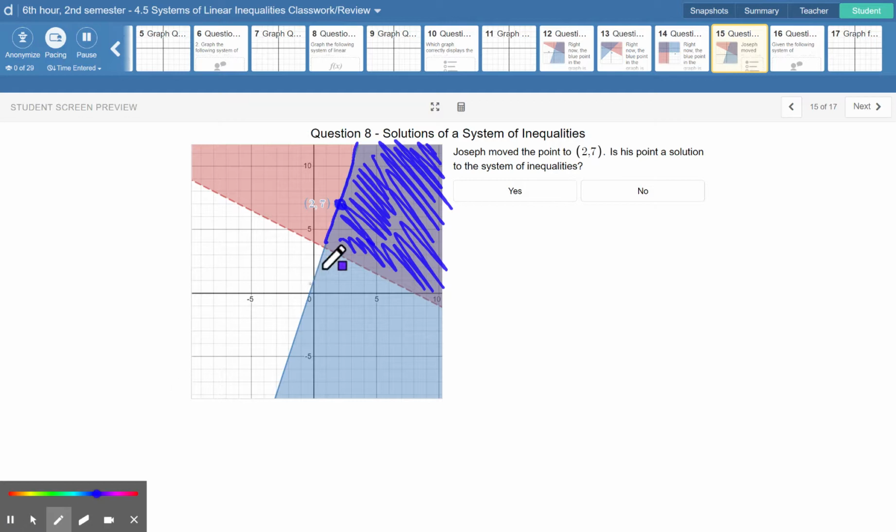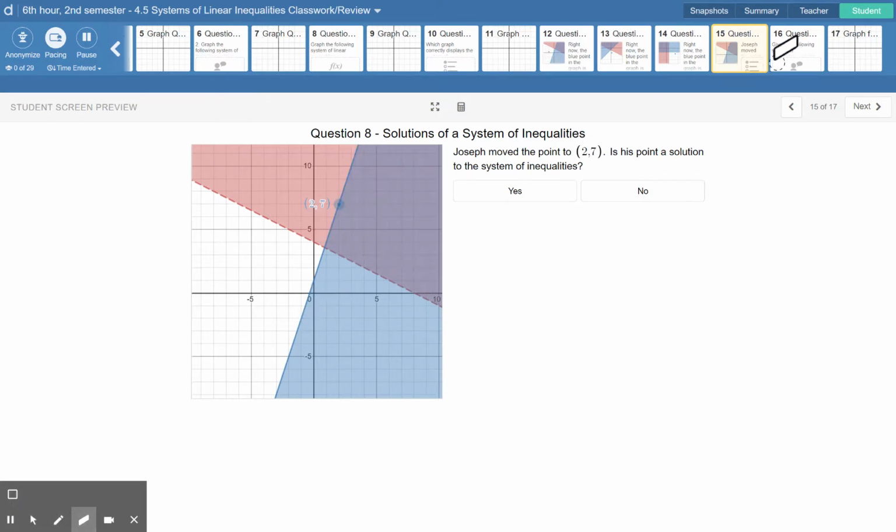Now, if he would have put it on this dashed line, then that would not be a solution because that's just a boundary. 2, 7 is on the solid line touching the double shaded, so we know that it would be a solution. Now, even if he moved it down here to 0, 1, that would not be because it's not touching the double shaded. So it has to touch the double shaded and it has to be on the solid line.